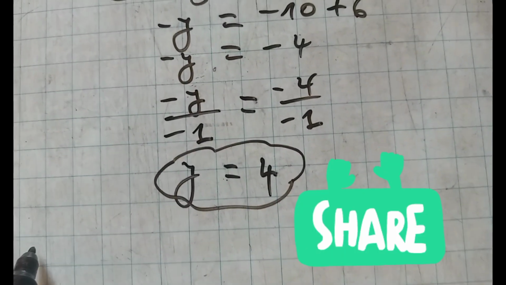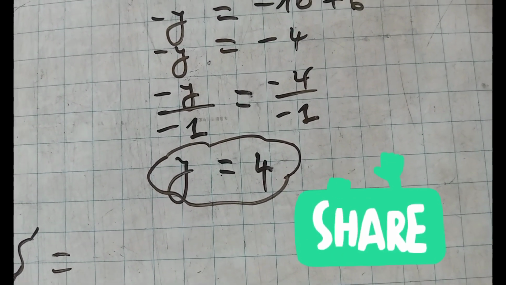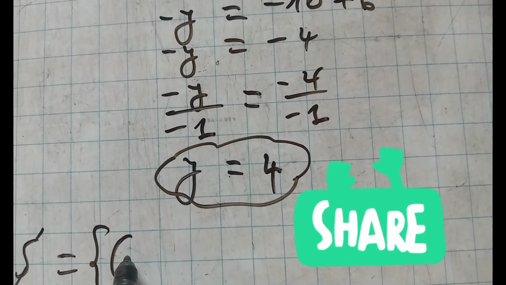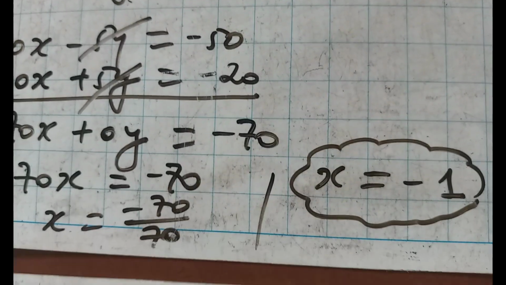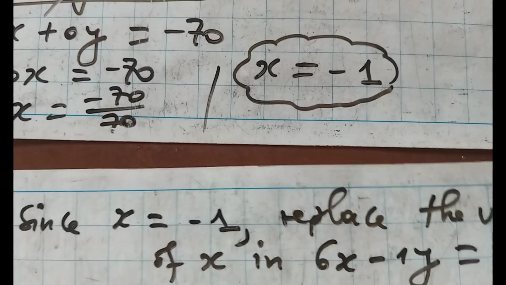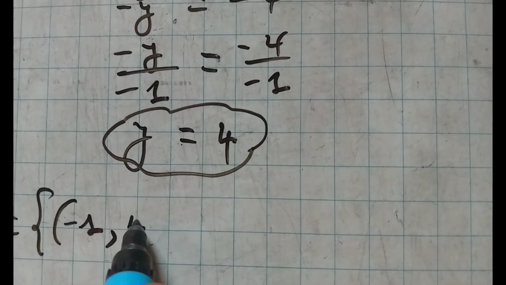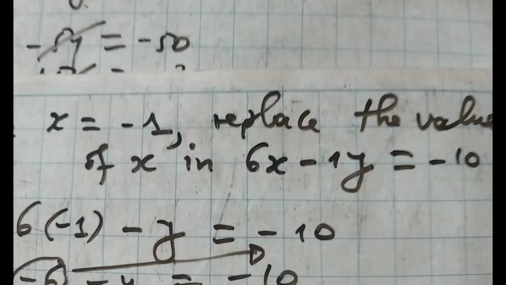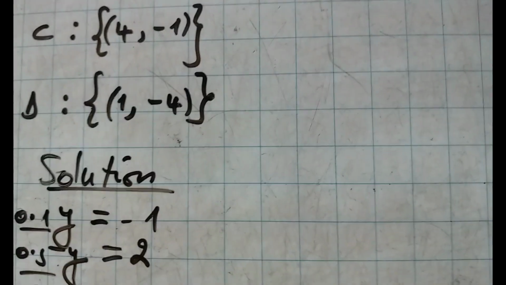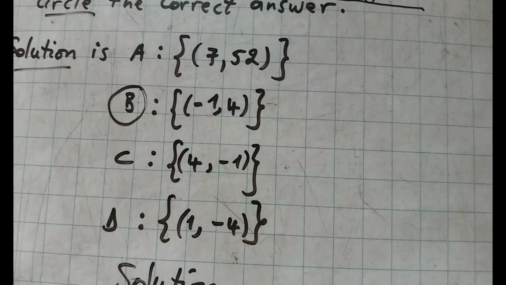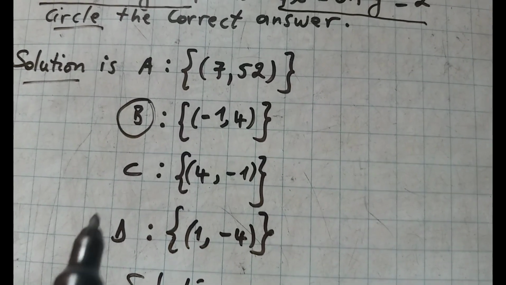to 4. When we write the solution in the form we are given, we see that the first number here is x, and we have seen that x is negative 1. If x is negative 1, then it is negative 1 here, then y is 4. You see, this answer we get here is the same as the answer we have here on B. So the correct answer is B.